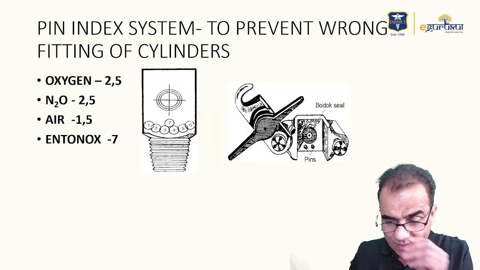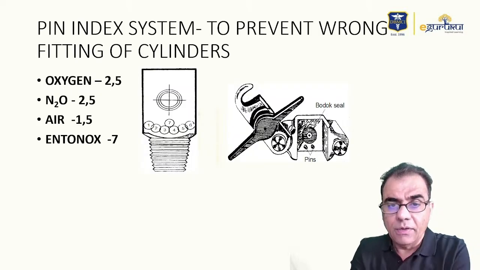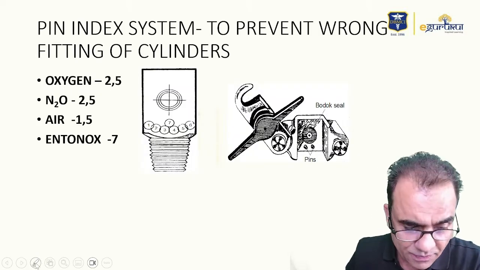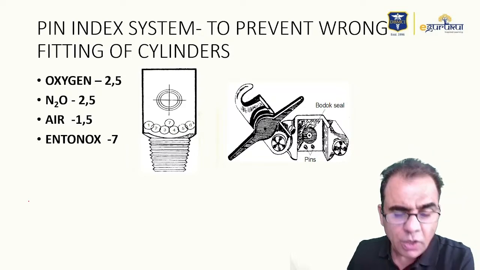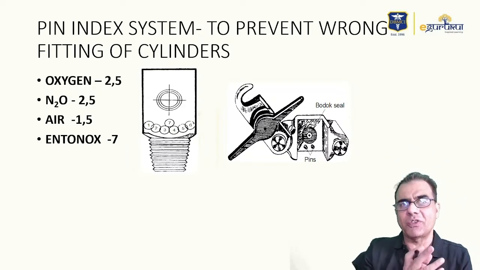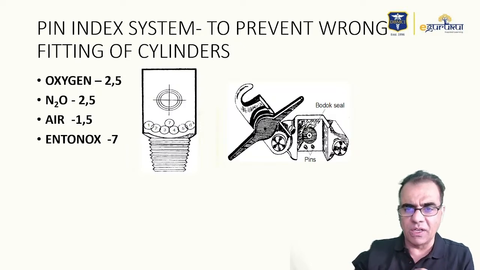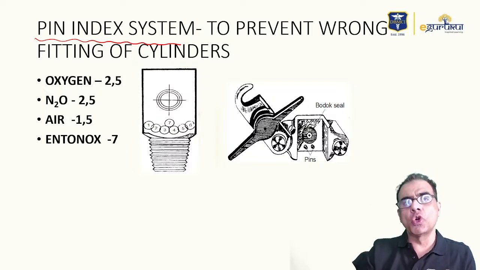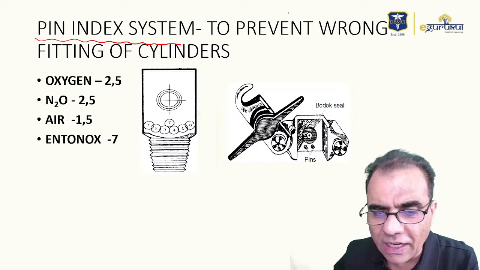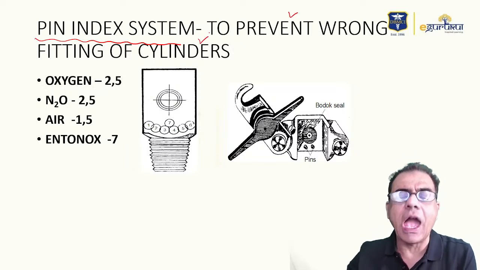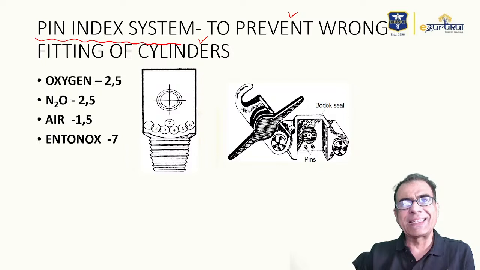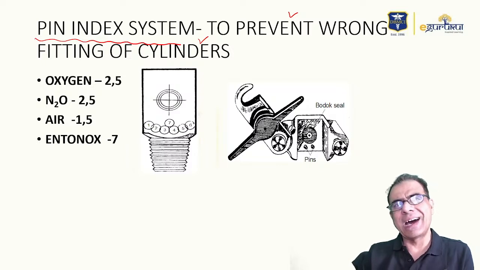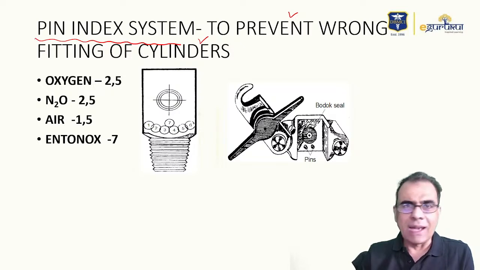Now, one more thing about cylinders that you should know, which is half part of the cylinder and half part of the anesthesia machine, is the pin index system. So the pin index system ensures that wrong cylinders are not fitted to the anesthesia machine. It is a system which ensures that wrong cylinders are not fitted to the anesthesia machine.